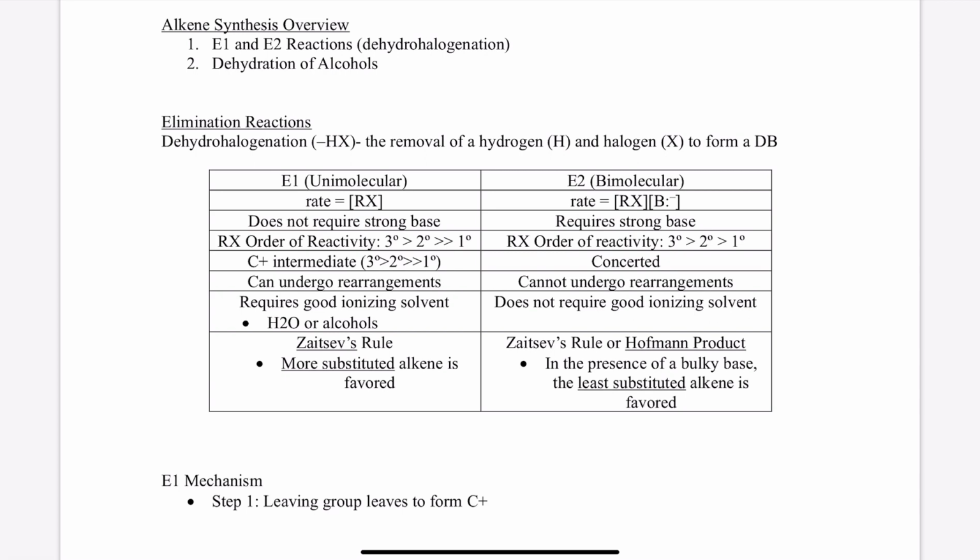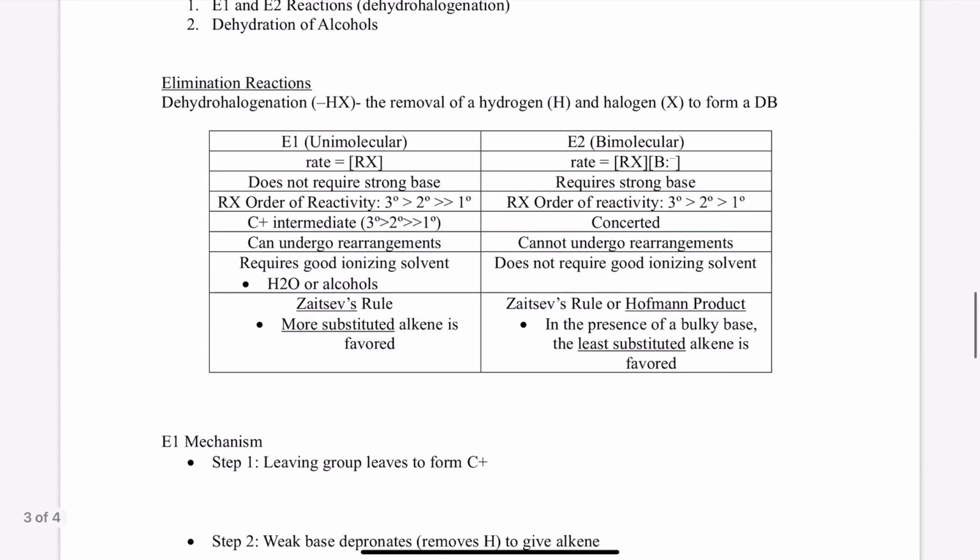But jumping into elimination reactions. So elimination reactions is also called dehydrohalogenation. So if we break that word apart, dehydro, the removal of a hydrogen, and halogenation, the removal of a halogen, is going to form a double bond. So we have E1 and E2, and we're going to pause right here. We're going to rewind to chapter 6, where we talked about SN1 and SN2 reactions. So those were substitutions where we were adding to our structure.